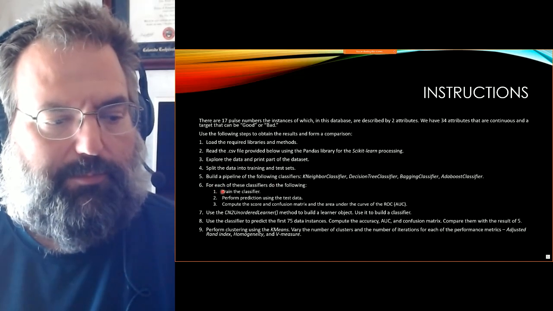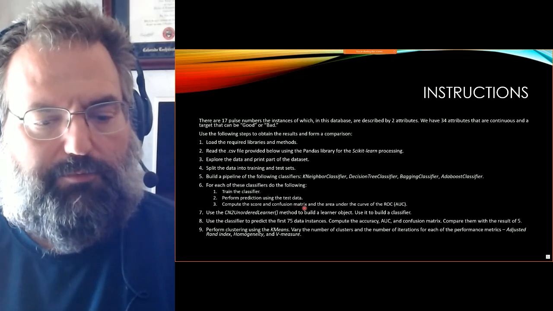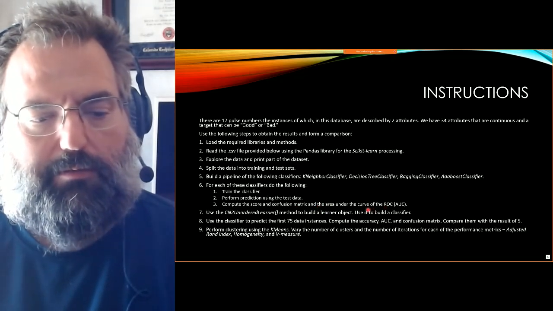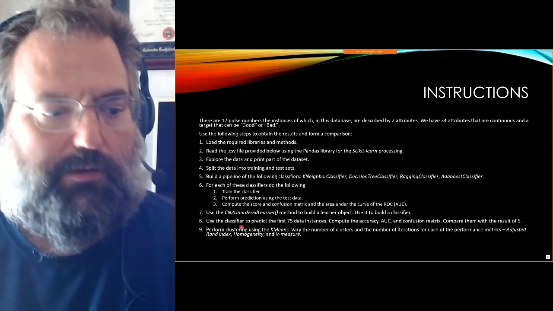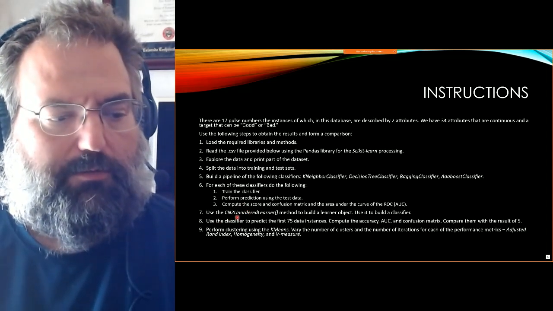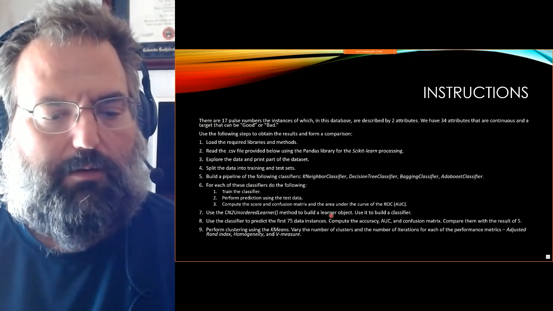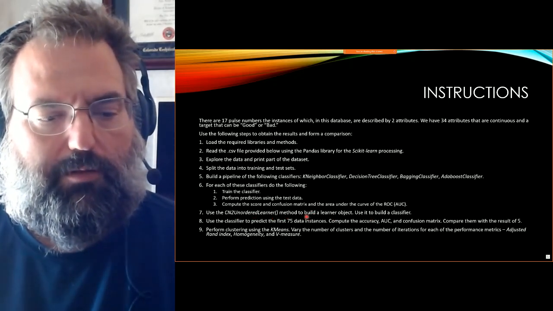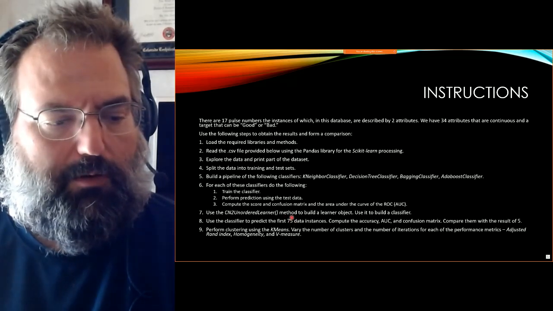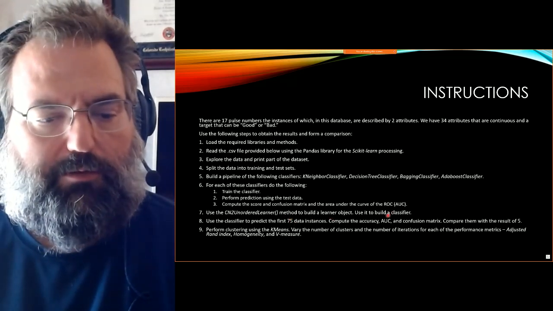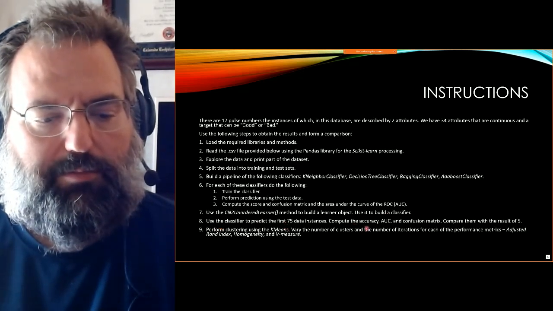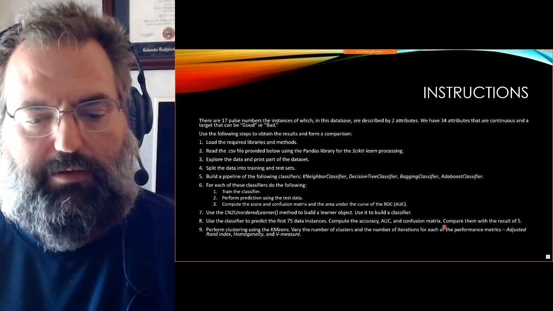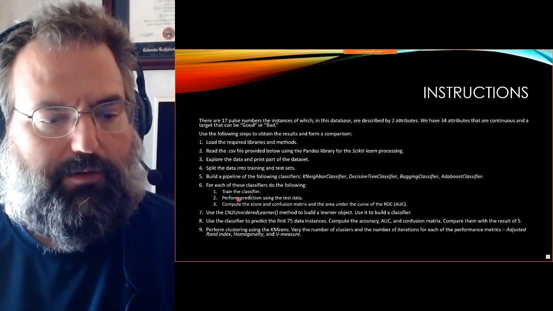And if for each one of these you basically want to train it, perform some prediction using it, and then compute the score and confusion matrix and the area under the curve, basically. So the AUC of the ROC. Then use the CN2 unordered learner method that's part of the Orange libraries to build a learning object and use it to build a classifier. Use that classifier to predict 75 data instances, compute the same sort of values here, and compare them with the ones you get up here.